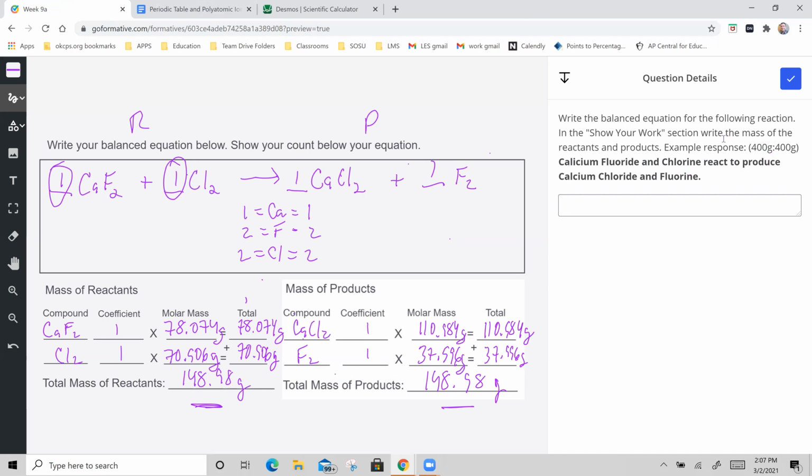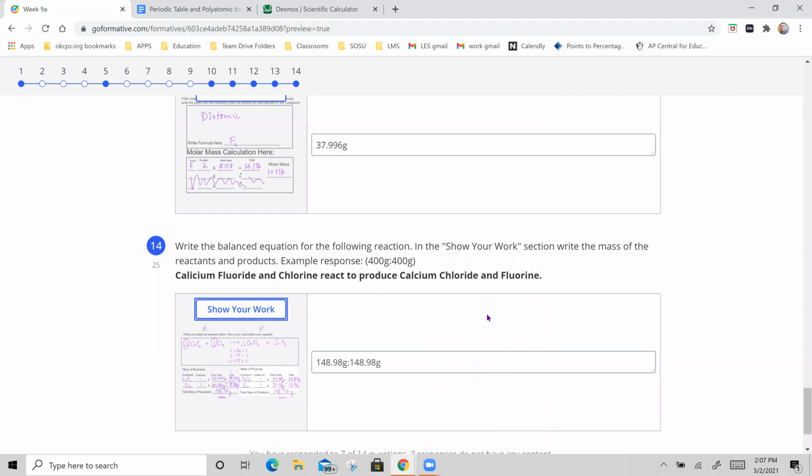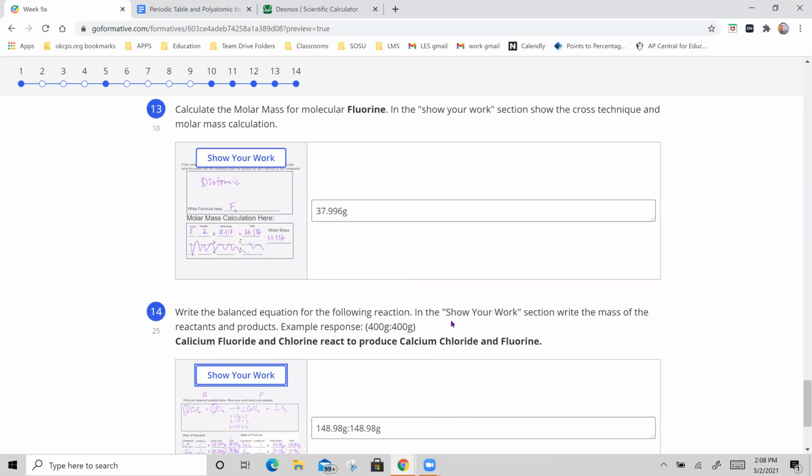So how do you put in your answer? I have an example response right here. You're going to put in the mass of your reactants, which is 148.98 grams, then a colon, then 148.98 grams. That shows both your reactant mass and your product mass, and that is all you have to do there. That gives you the whole scope of how to do that assignment.